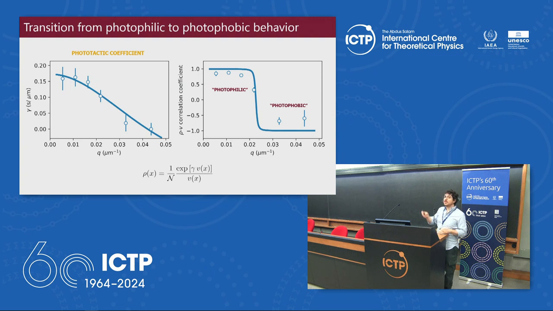We can then estimate, by fitting all these profiles, the phototactic coefficient in all the different experiments for all the different waves. And we could fit also here all the experimental data with our model. We observed that by fitting just one parameter, the tumbling rate at rest, let's say when the cell is adapted, the model behaves pretty well and describes our data and predicts this transition from the photophilic effect to the photophobic effect, increasing the q of the pattern.